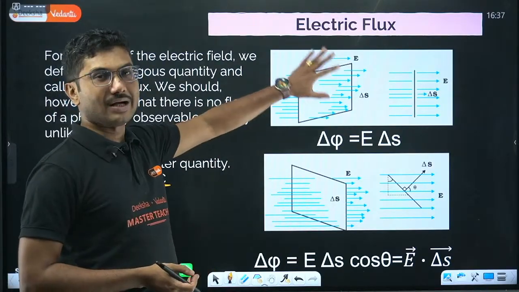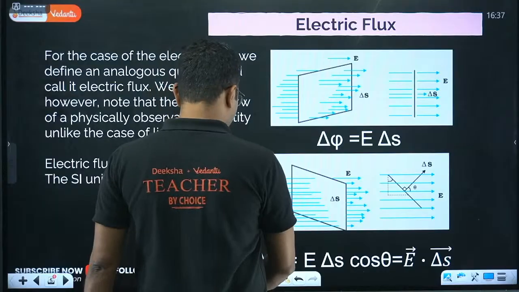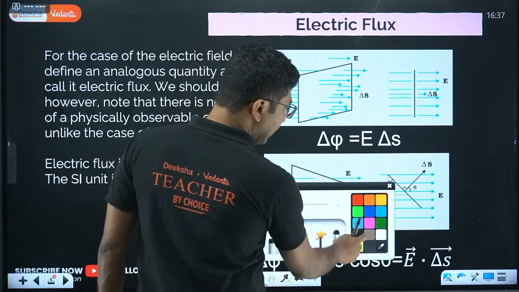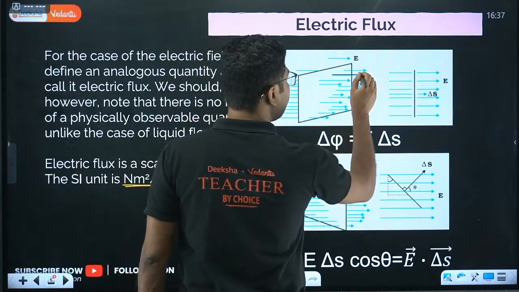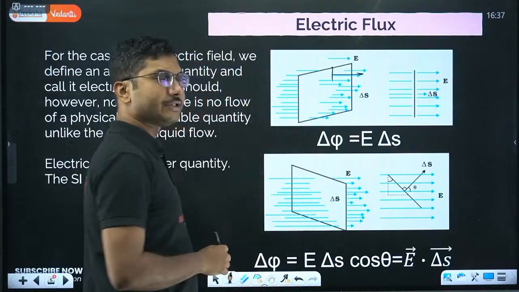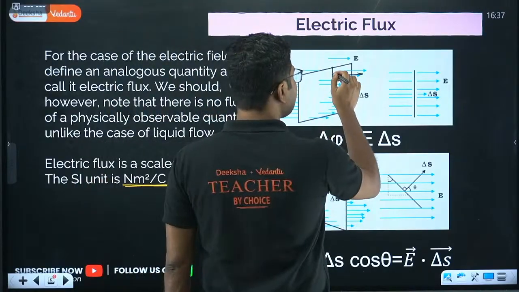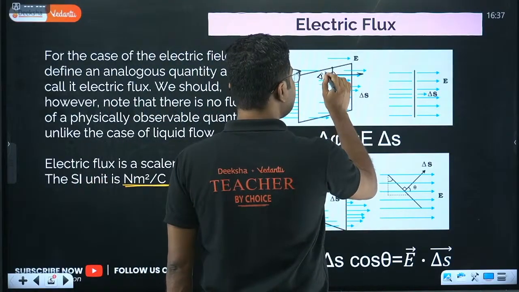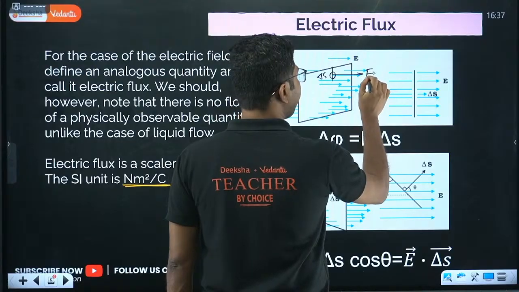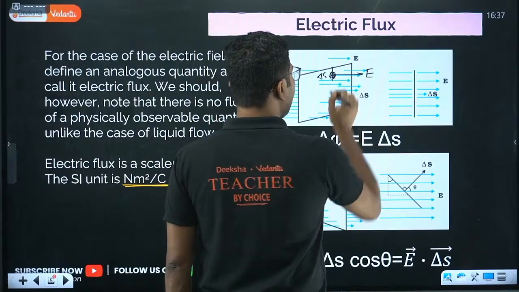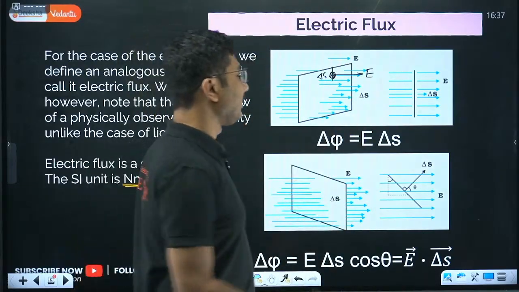Now, what is electric flux? Suppose the electric field is normal to the surface. Then simply you take a small surface area, say delta S, and you take the electric field through that surface area, you multiply, and you get the electric flux.